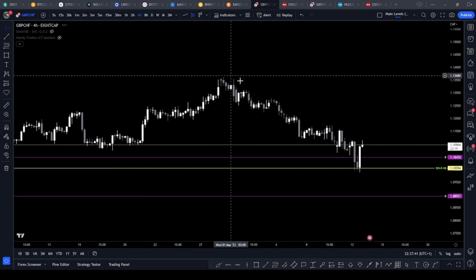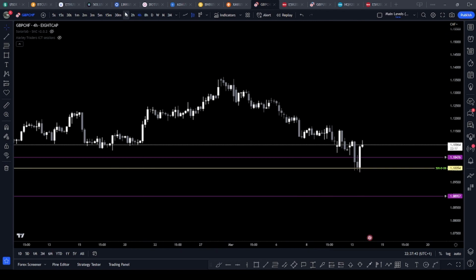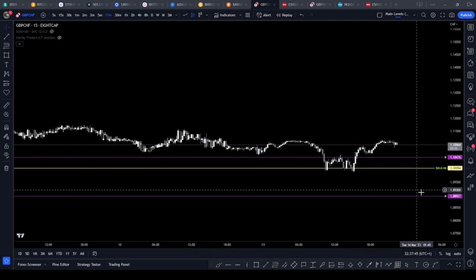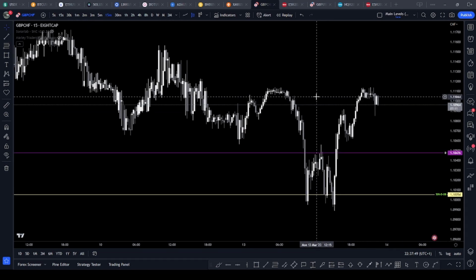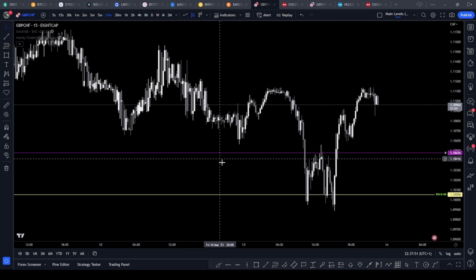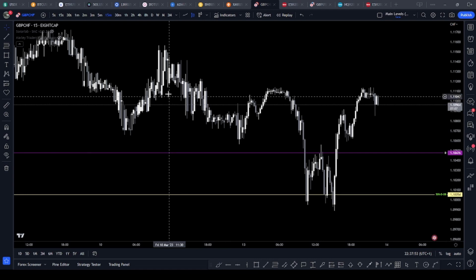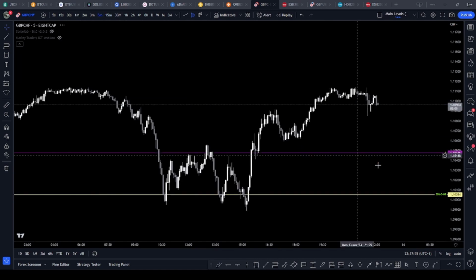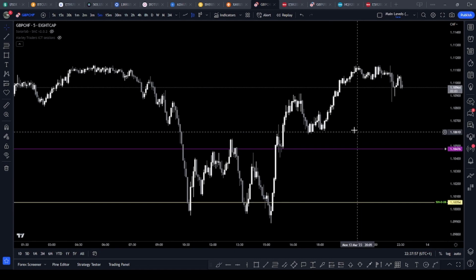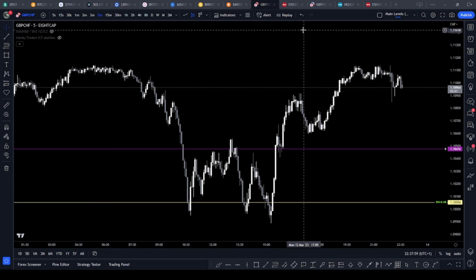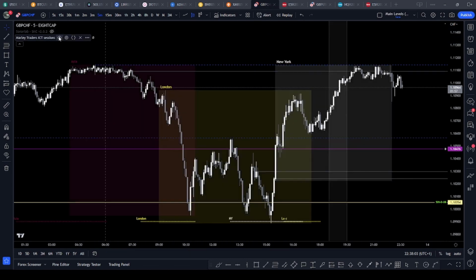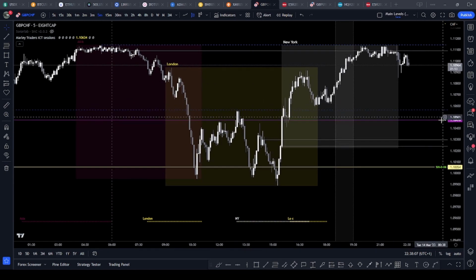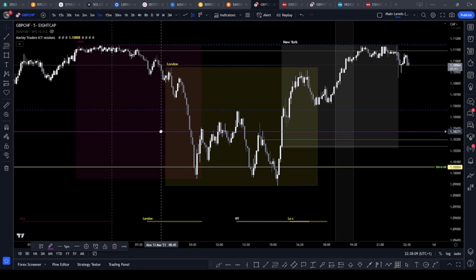Now we go to the 4-hour time frame, and then we go to the 15 minutes time frame. So this is what happened today. Go to the 15 minutes time frame, and you do this. Put on the session indicator. So I'm a European.